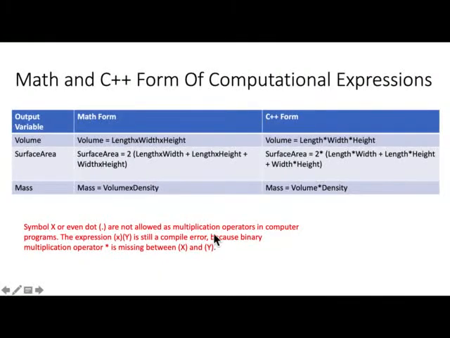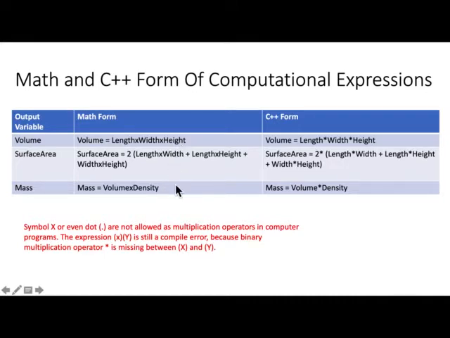So here I put the output variable names: volume, surface area, and mass. Math form of the formula: volume equals length multiplied by width multiplied by height, and then surface area is twice of length into width plus length into height plus width into height, and mass is simply volume multiplied by density. So let us one by one see the translation to the C++ form.